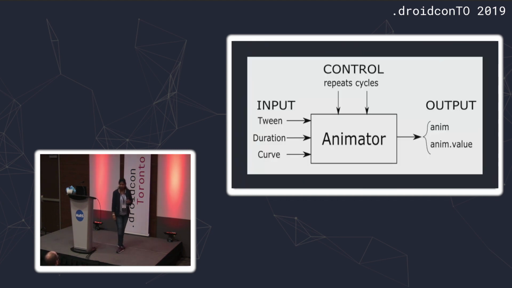If I have to represent this in a block, the controller sits at the top. It takes the tween. Tween is nothing but the value. Say I want to resize an image from so many pixels to so many pixels. That's my tween. And then my duration, how long I want the animation to take place. Curve, what type of animation? Is it ease in or ease out or bounce in, bounce out? That's the data that we feed.